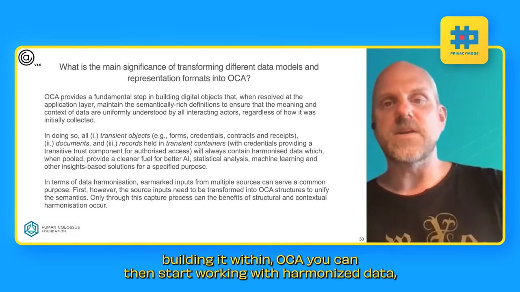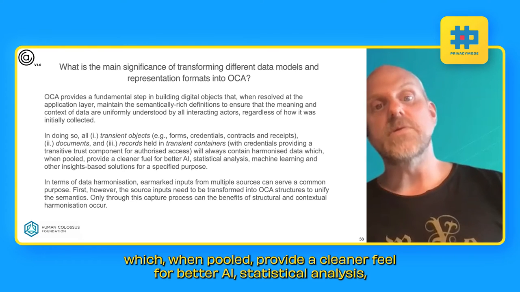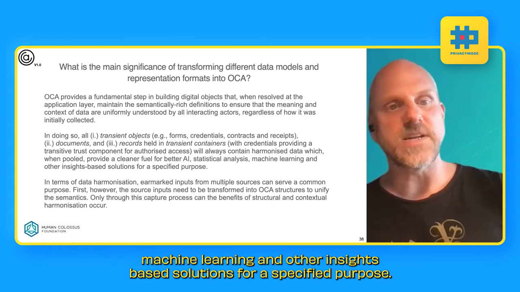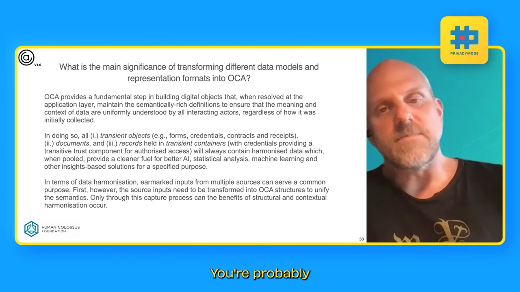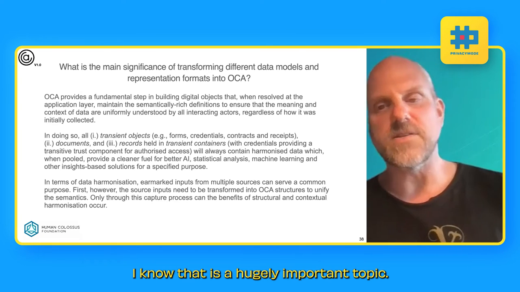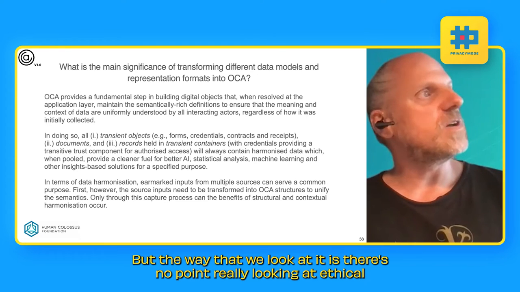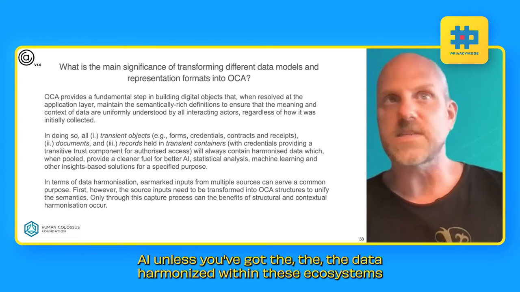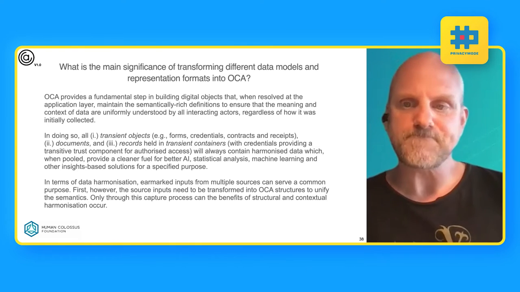And by building it within OCA, you can then start working with harmonized data, which when pooled, provides a cleaner fuel for better AI, statistical analysis, machine learning, and other insights-based solutions for a specified purpose. You probably noticed that in this presentation I haven't really talked about AI, and I know AI is a hugely important topic, but the way we look at it is that there's no point looking at ethical AI unless you've got the data harmonized within these ecosystems so that your AI algorithms are working off accurate data.